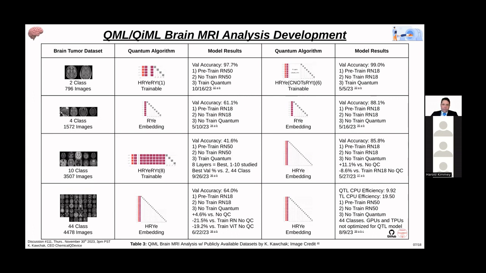This is 3,500 images. And that was about 11% over my next closest, which was no quantum algorithm, no QiML, just regular machine learning. And the 44 class was good to do. But in theory, based on the model, I would need 88 qubits, which I might be able to get to if I did some circuit cutting on these larger circuits.